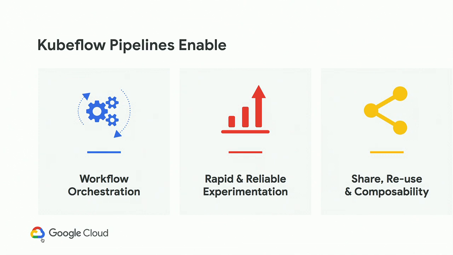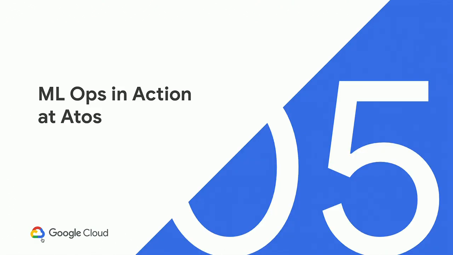Just to wrap it up, Kubeflow Pipelines enable workflow orchestration, enable rapid and reliable experimentation, and also provide you a unit of execution that you can share, reuse, and further compose with other pipelines to make more complex machine learning workloads. With that, I will pass the mic to Robin, who's going to talk about how they deal with hybrid machine learning workloads in their own operations.